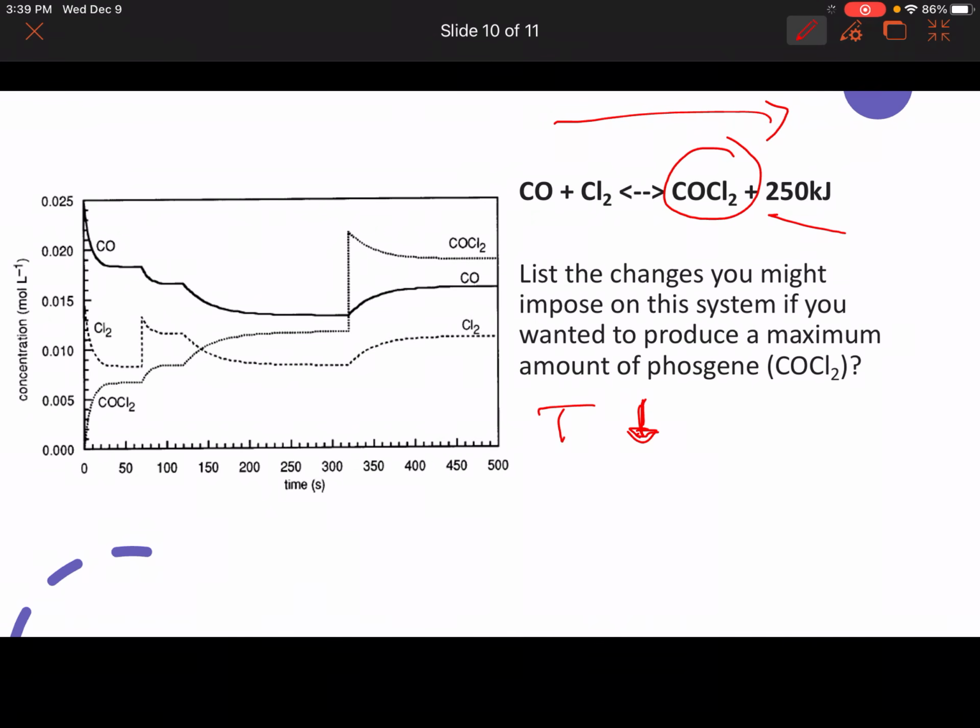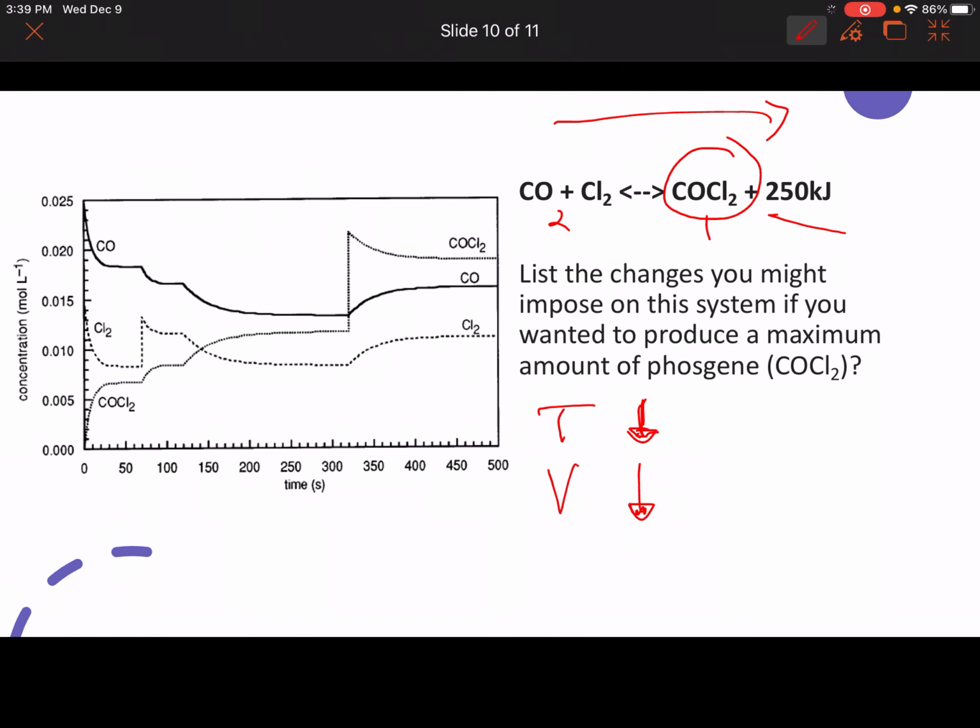So if we lowered the temperature, that would mean that the phosgene would be favored. So you would produce more phosgene here. Same thing you could do with volume. You could change the volume or the pressure. Like we said, there's 2 molecules here, there's 1 here. So if we decrease the volume, we're going to drive equilibrium to the right.